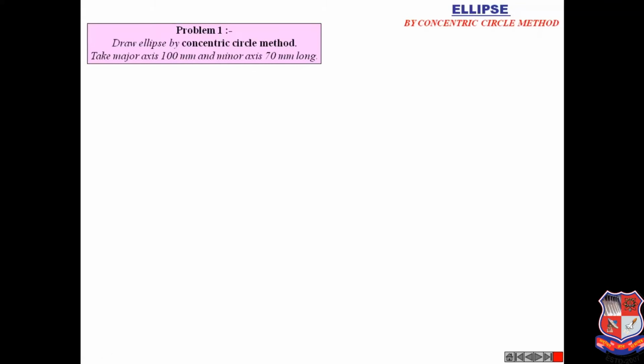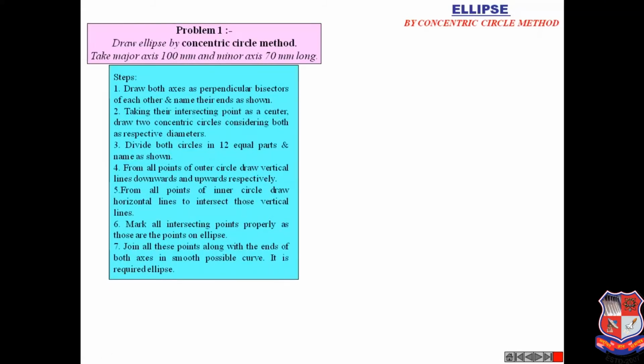Okay, so first of all, from these two data you draw two lines: the first one is the major axis and then the minor axis. After that, give the labels A, B, C, D. Here is your major axis and this one is your minor axis.